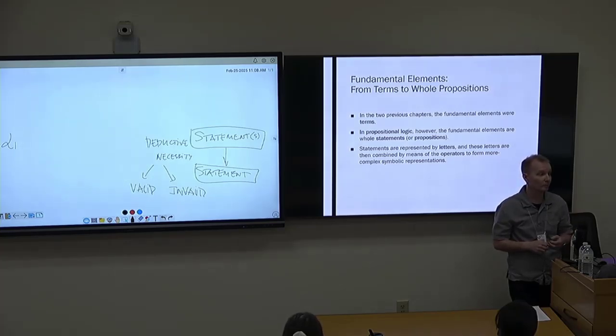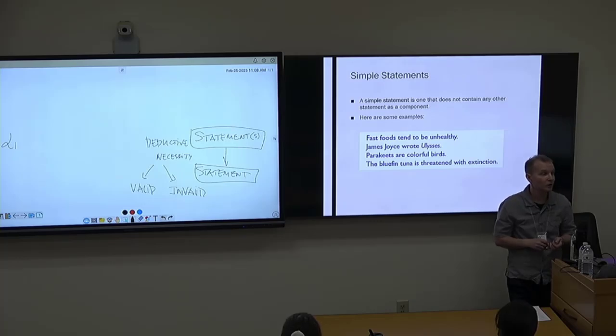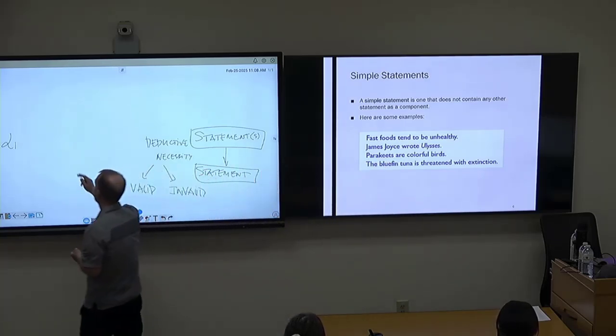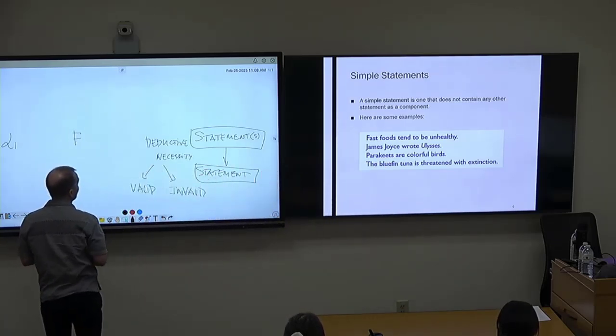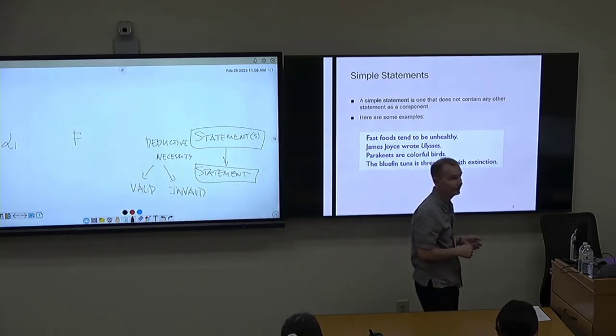To form one or more complex symbolic representations. So let's take a look first of all at simple statements. This is a simple statement. Remember what a statement is. It's a sentence which is true or false. These are some examples. Fast foods tend to be unhealthy. Is it true or false? True. We can replace this whole thing with just one letter, for example, capital letter F. We can say from now on F stands for fast foods tend to be unhealthy.